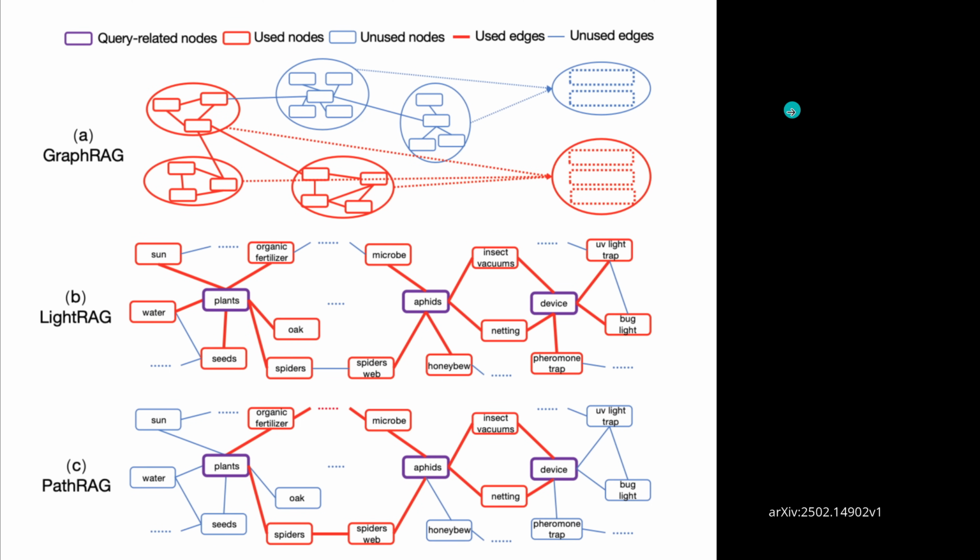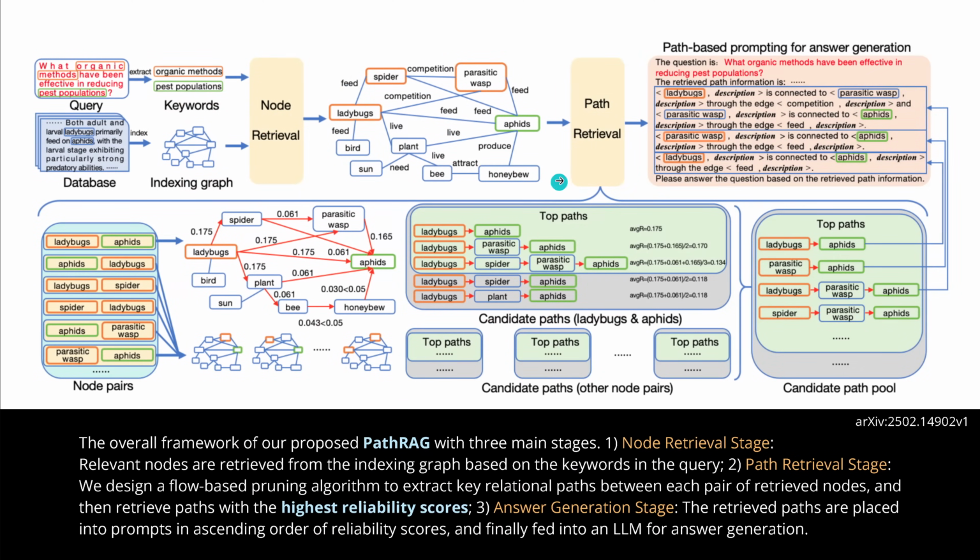This is the original visualization by the authors from Beijing University. I found it not so helpful, but I love this visualization here because it gives us a complete overview of the methodology. So we start with a human query, and my query is, what organic methods have been effective in reducing pest populations? And from this query, the system extracts what it thinks are the most important keywords: organic methods, pest populations.